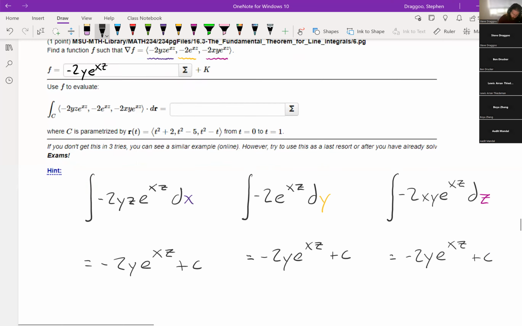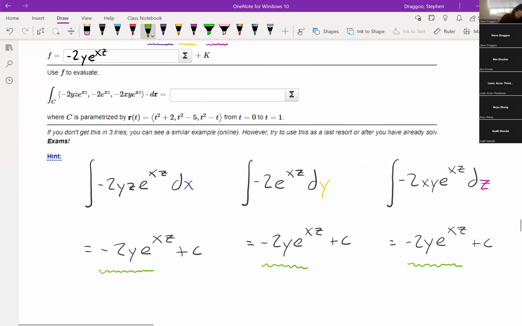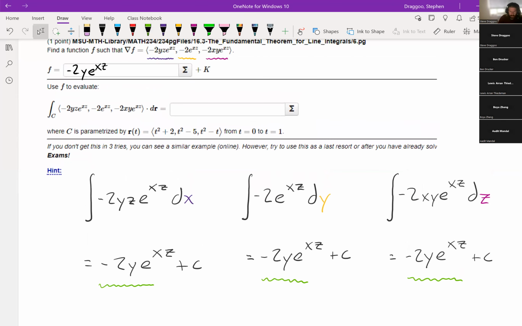So what I would want to do here is compare each of these three pieces, each of the three things that it integrated to, and any unique term is going to get added into F. This particular case was kind of boring. They all integrated to the same thing. So that's our function. Our function must be negative 2y e to the xz. I already had it written in. Fancy that.